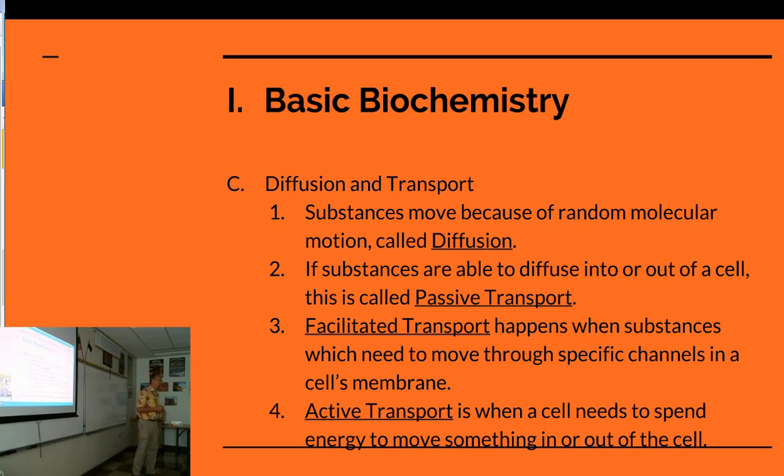These are when a cell needs to get something inside of it that is currently outside the cell, or vice versa. There's something in the cell that the cell would like to dump, and so it needs to get it out. The cell membranes, the walls of cells, are semi-permeable. We have that in life science as well. Semi-permeable means some things can go in and out of it, and some things can't.